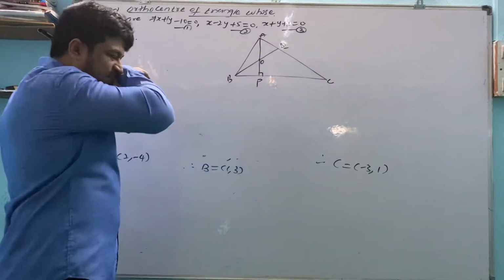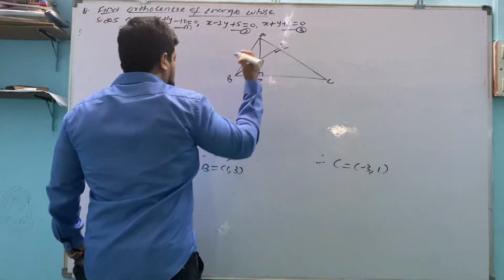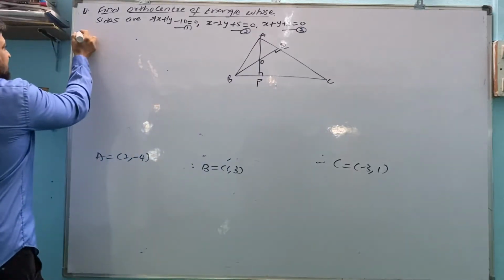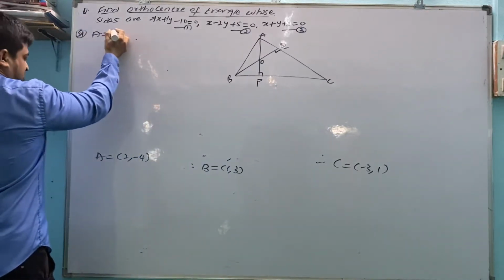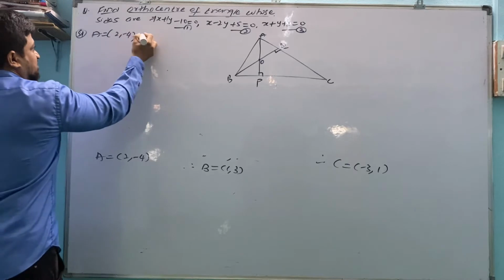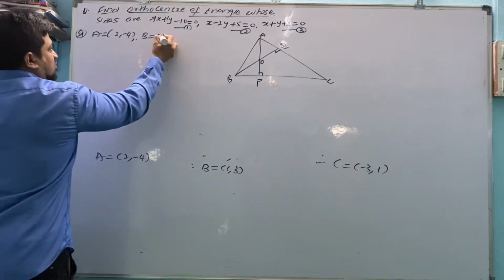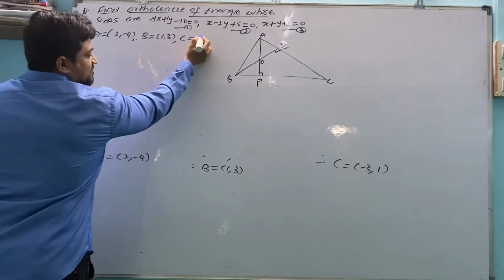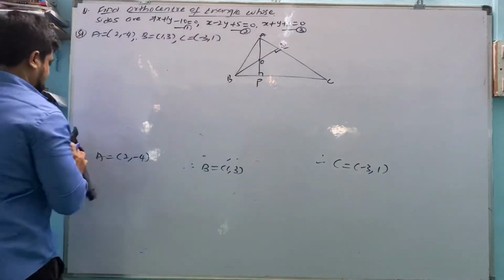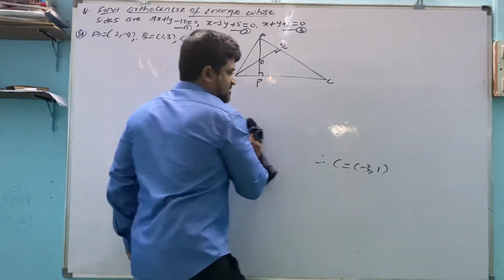Process is AP and BQ. To find the process, first write the vertices: A is 2 comma minus 4, B we got 1 comma 3, and C is minus 3 comma 1. Now check this once again.